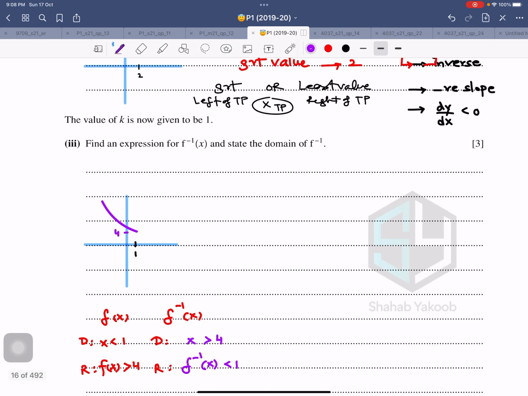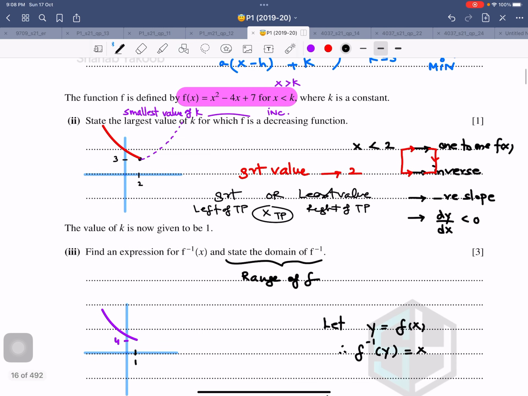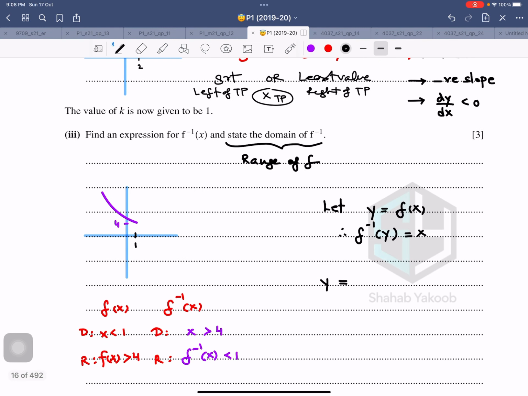1. What have they asked for? They have asked for state the domain of f inverse. Domain of f inverse is actually range of f, and expression for f inverse, that is basic O-level stuff. Let y equal f(x). Therefore, f inverse y equals x. Therefore, y is equal to, what is the expression? (x minus 2) whole square plus 3.